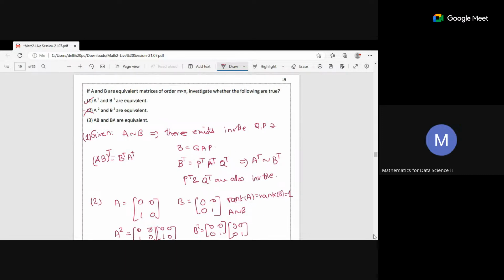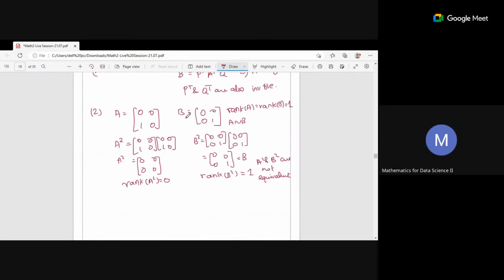AB and BA. Let us use the same examples. What about AB? You know already A and B are equivalent. What is AB? 0, 0, 0. AB is 0, 0, 0. What is BA? 0. This is again 0. This is 1. This is 0.